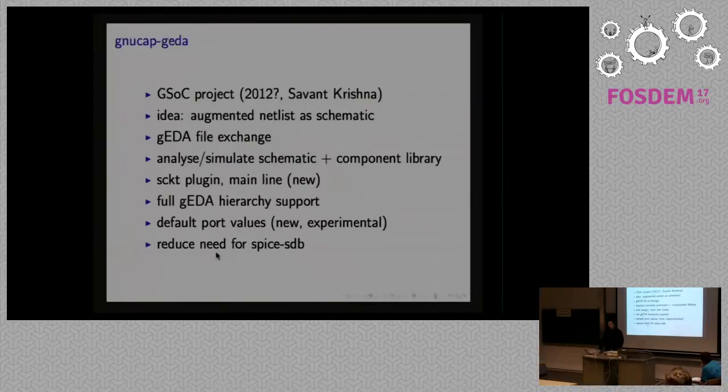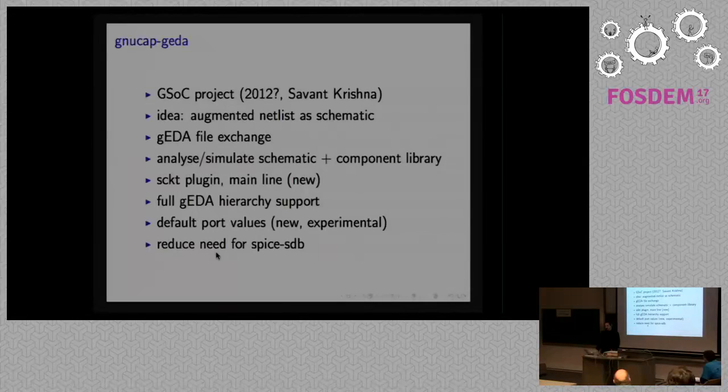So what's the gnucap GDA project? There was a Google Summer of Code project by Savant Krishna, who initiated a basic parsing for GDA schematics in gnucap, which probably was an idea of Al Davis. A netlist and schematic should essentially be the same thing. This will go a long way, and we have started it like this.